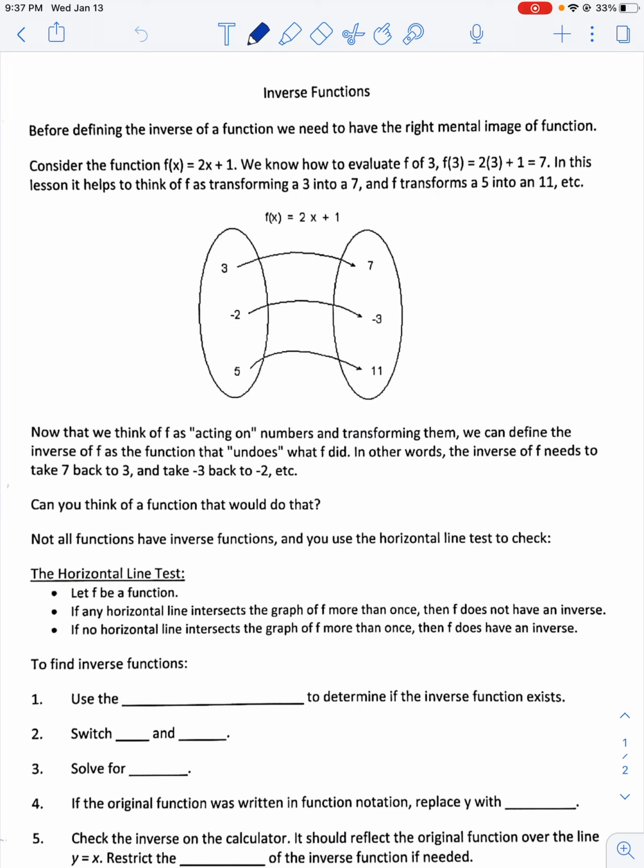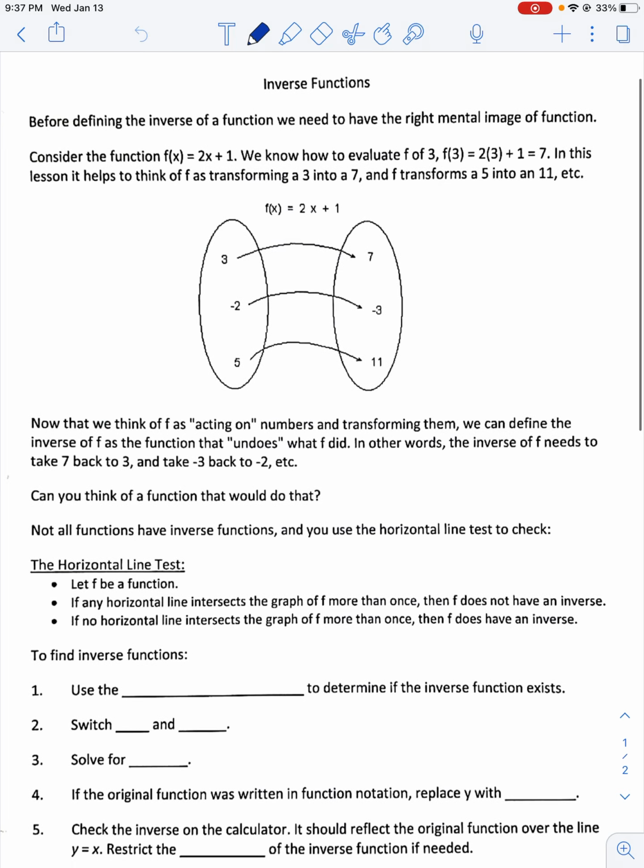Now, again, a lot of times with these notes, there's a lot of words, a lot of reading. But there's a couple things that you need to know in order to have a really good understanding of what an inverse function really is. You see, to be a function, there's something specific that it has to do. And I'm going to show you that here in just a couple of minutes. But basically, in a nutshell, here's what you need to know.